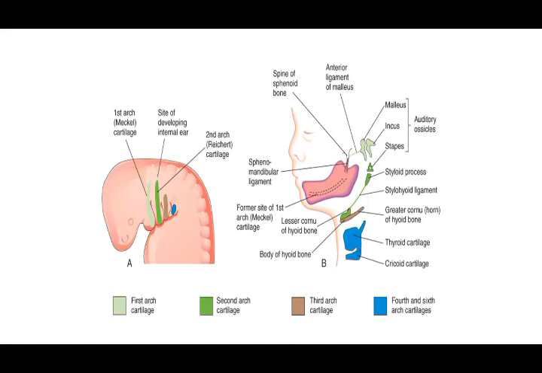Then is the third one. This is going to form the body and the greater cornu of the hyoid bone. Fourth and sixth form your thyroid and the cricoid cartilage. You can see the light green is your first arch cartilage. Second is the darker one. Third arch cartilage is this brown one, depicting what all is developing. Fourth and sixth cartilages are blue. Okay, and if you see this other picture, you are seeing the development of the internal ear, from the first cleft. These are the clefts shown from the outside, and these are the bones and the muscles which are being formed from each arch.